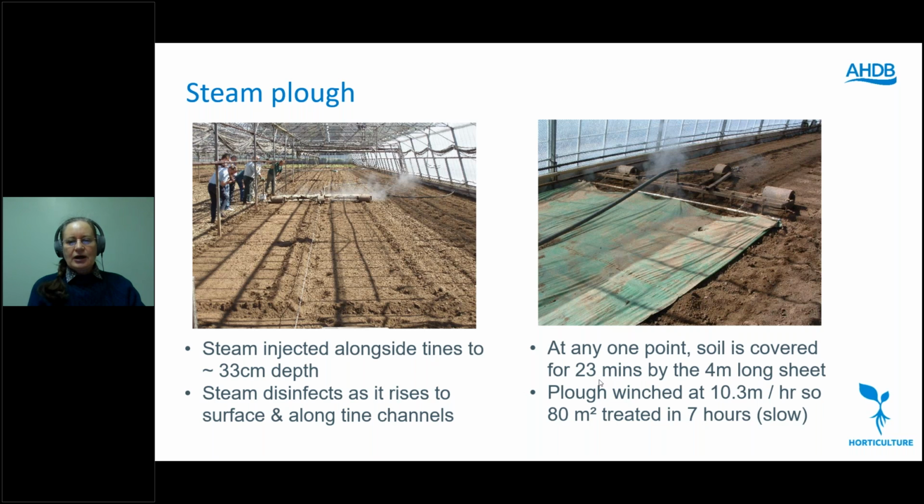So it goes along and up, and that does quite a good job at sterilising. The actual heat is only on one particular point for about 23 minutes, because the sheet, depending on its length, is moved off that position. And similarly, according to the width, this particular one only did 10 meters an hour to treat an area of 80 meters squared. So 7 hours, and that's quite slow, really.